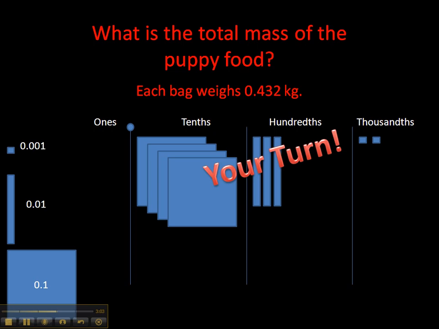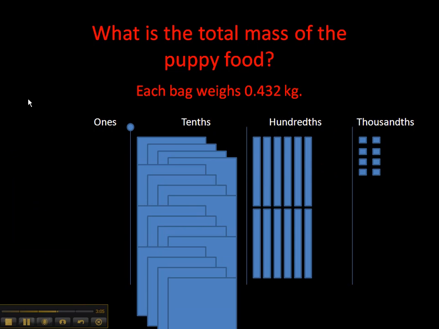All right, hopefully that worked out well for you. Let's finish this off. I've got 4 groups of these tenths that I'm adding together. I've got 4 groups of 3 of these hundredths, and I ended up with 8 thousandths. We need to regroup them. So if your picture looks like this, it's right, but we want to regroup it to get the correct answer.